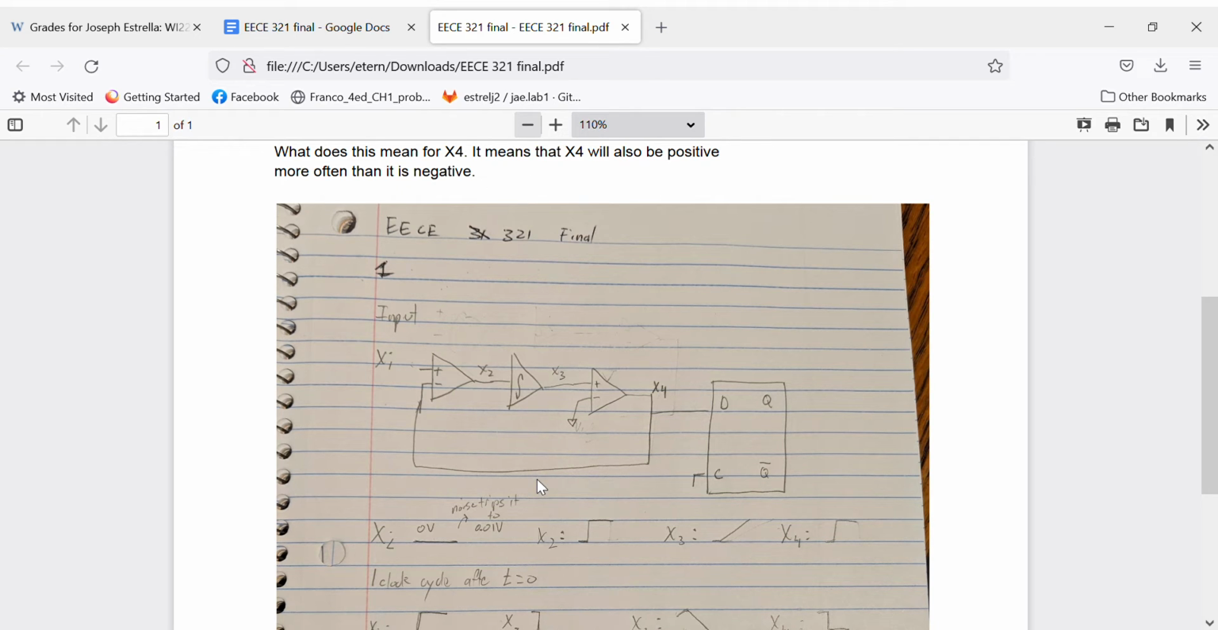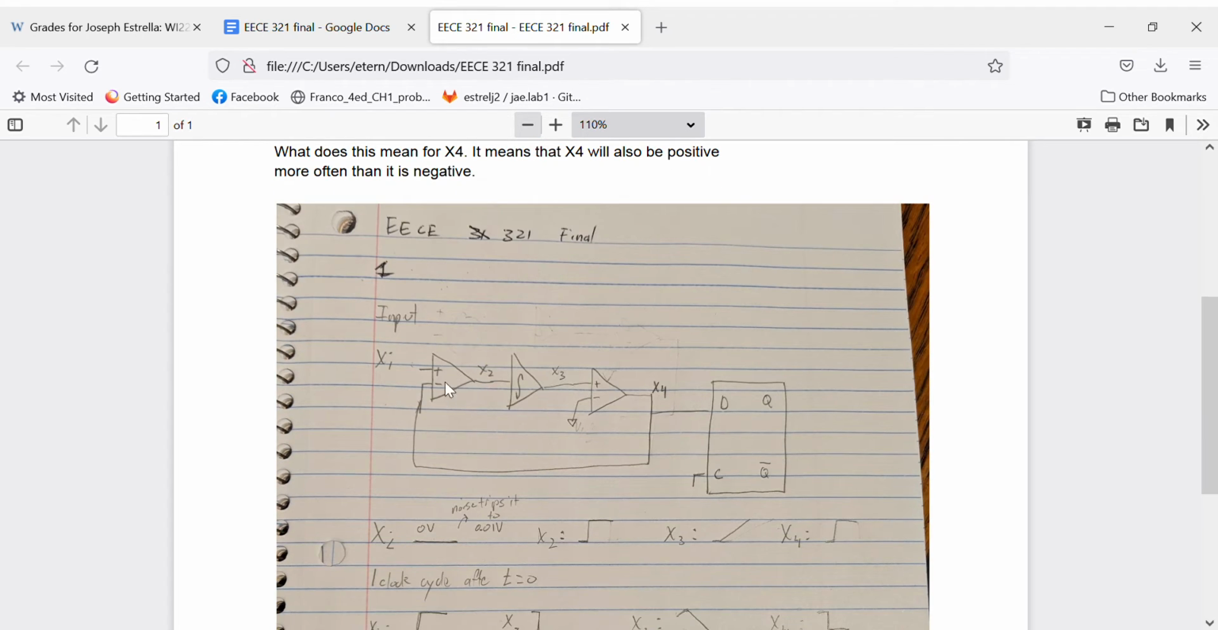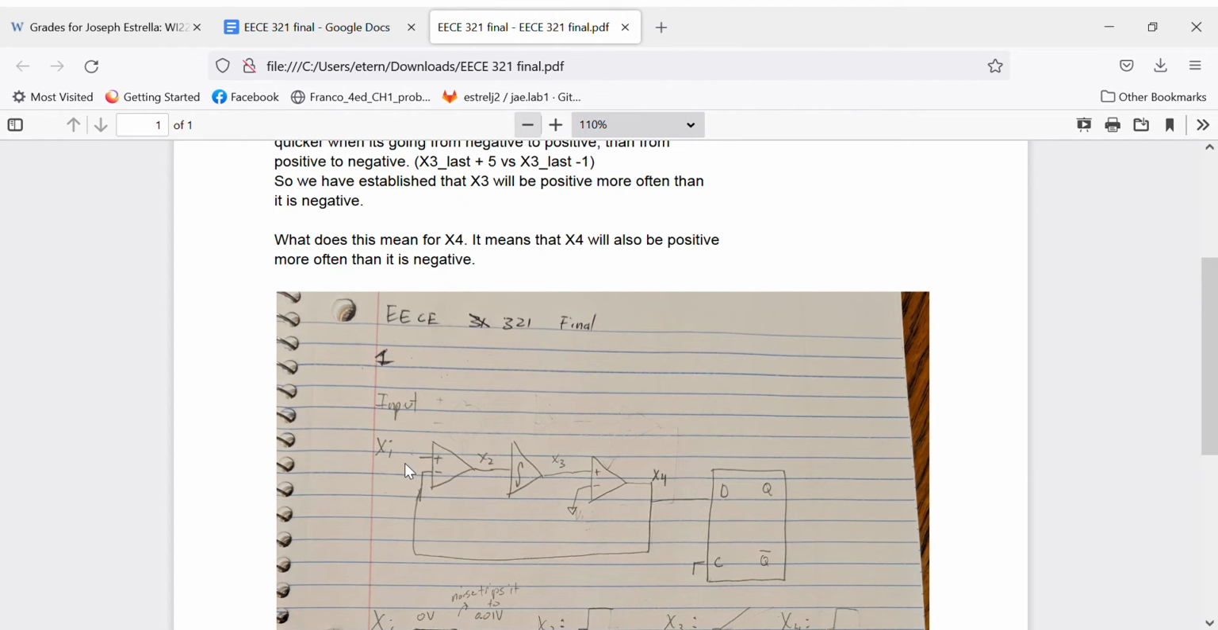This is problem 1 for the EECE 321 midterm. This sigma delta analog to digital converter is made up of a comparator, an integrator, another comparator, and a D flip-flop. This D flip-flop is clocked much faster than the system clock, and we'll get to why that is. So first, let's look at what happens when x in is 0.